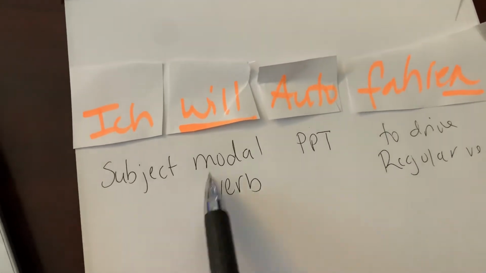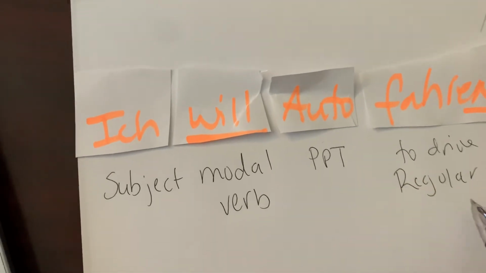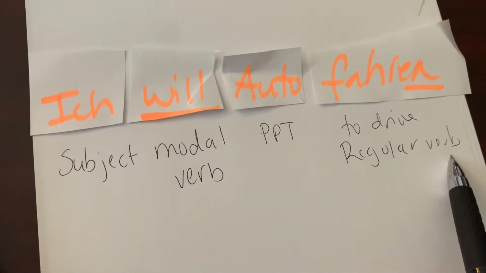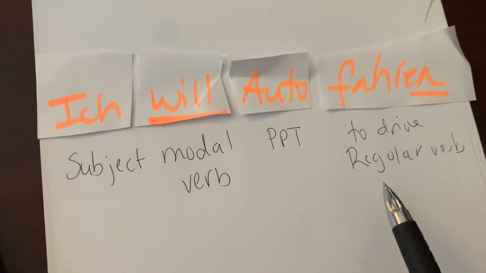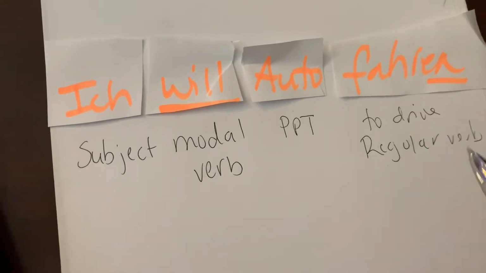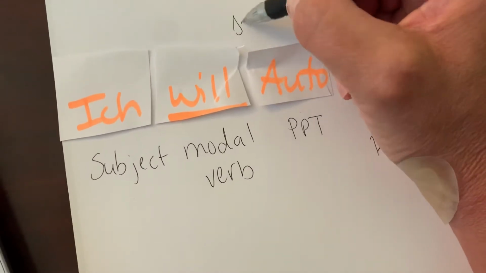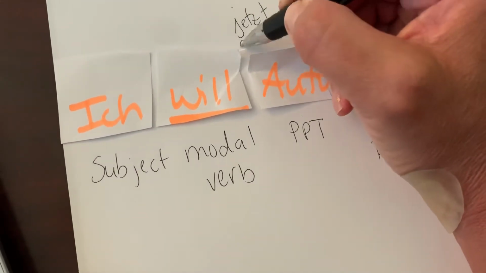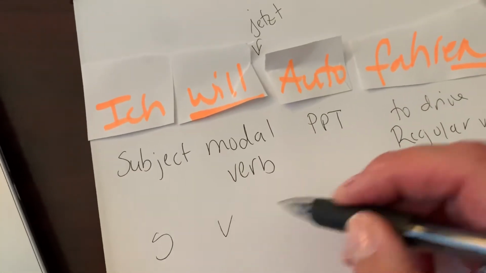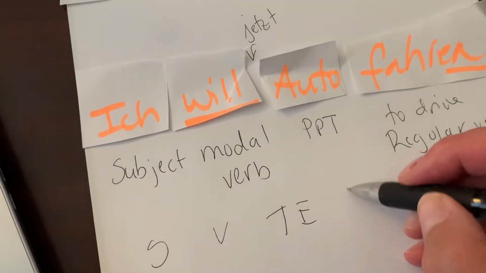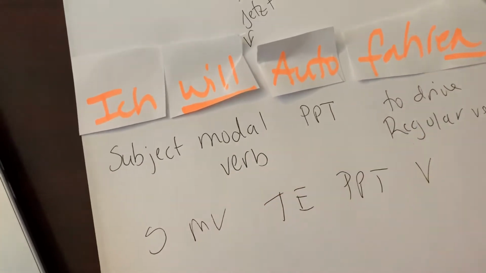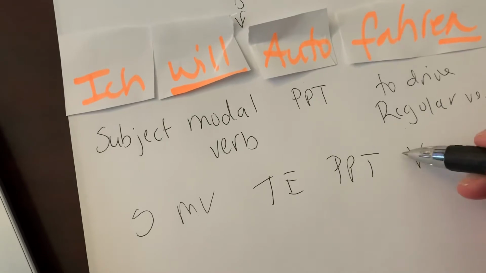So S, MV, PPT, and then RV could be what you write down to recall how to structure a sentence. If you had a time element in there, like I want to drive a car right now, jetzt is right now. So you would put jetzt, which is your time element, right next to your verb, because it's subject, verb, time element, person, place, or thing, and then verb. In this case, modal verb, so verb at the end, which is your regular verb.